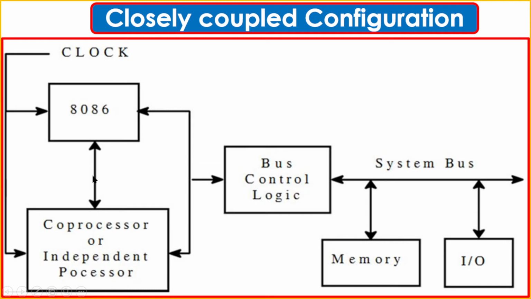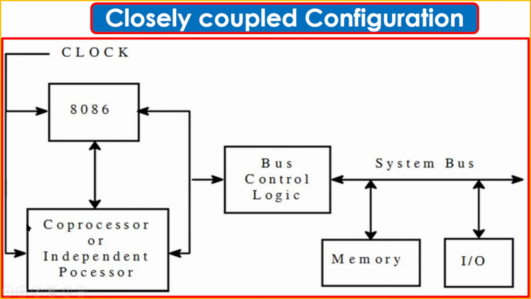Both are connected in such a way that both buses are given to a bus control logic, which will allocate the system bus to either the 8086 or the coprocessor, because only one processor can execute instructions from memory and refer to the IO devices at a time. So this control logic will decide which processor will refer to the memory at the current time, and which IO devices will be accessed by either the 8086 or the coprocessor. That's why the bus control logic plays an important role.